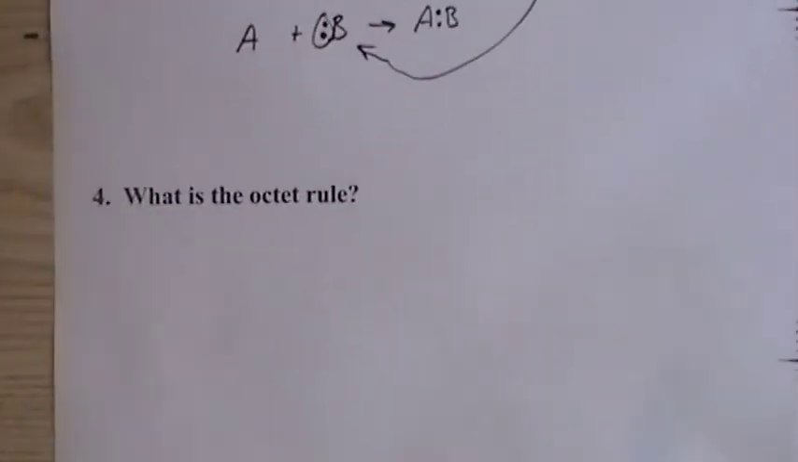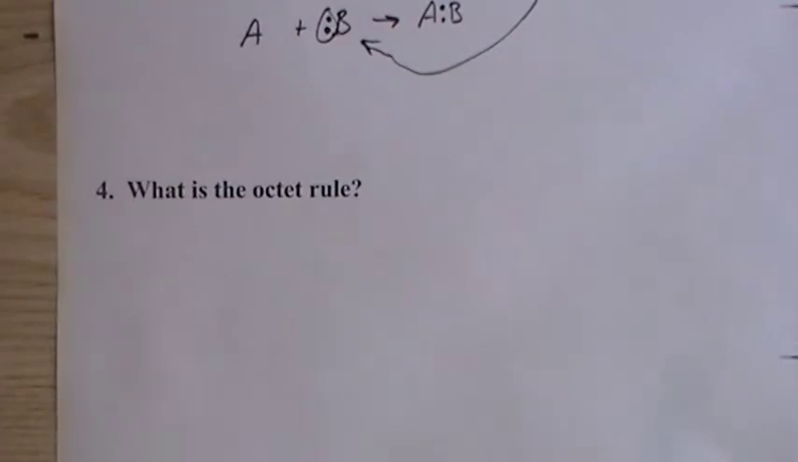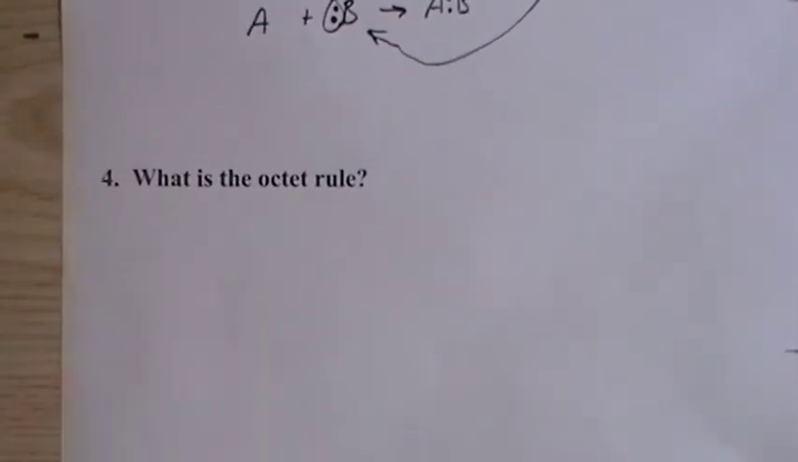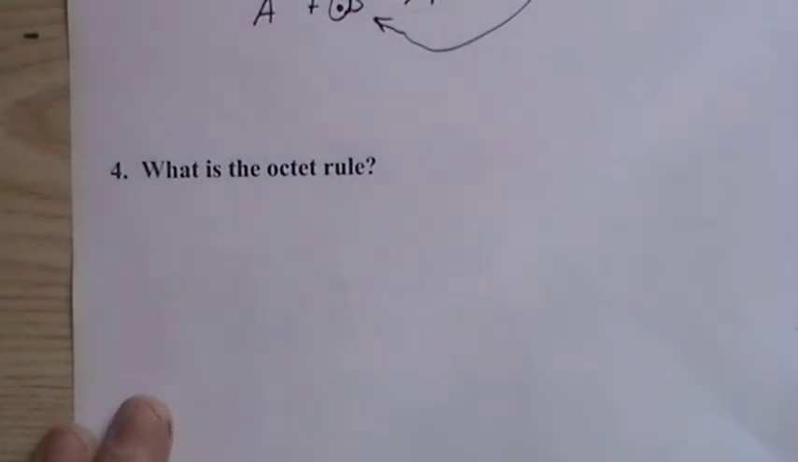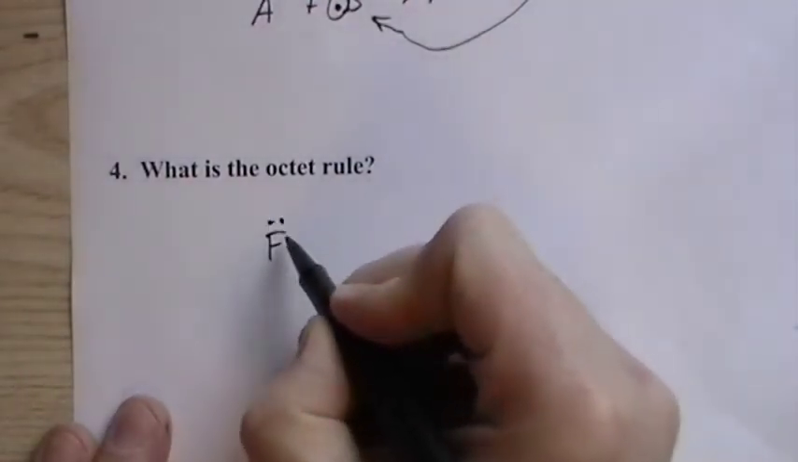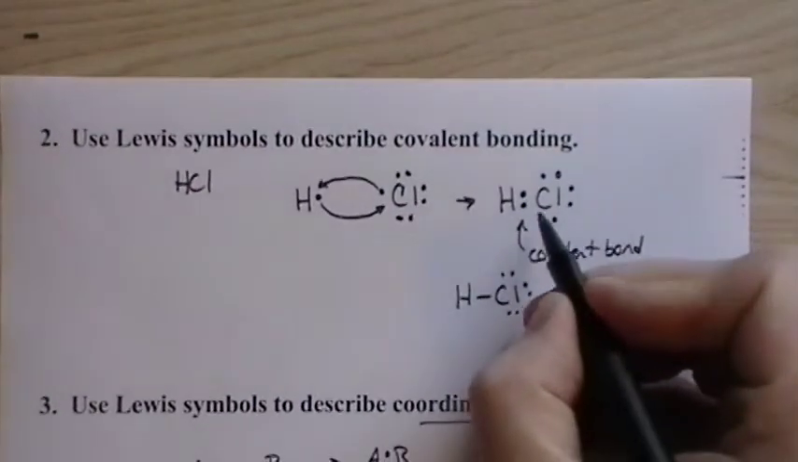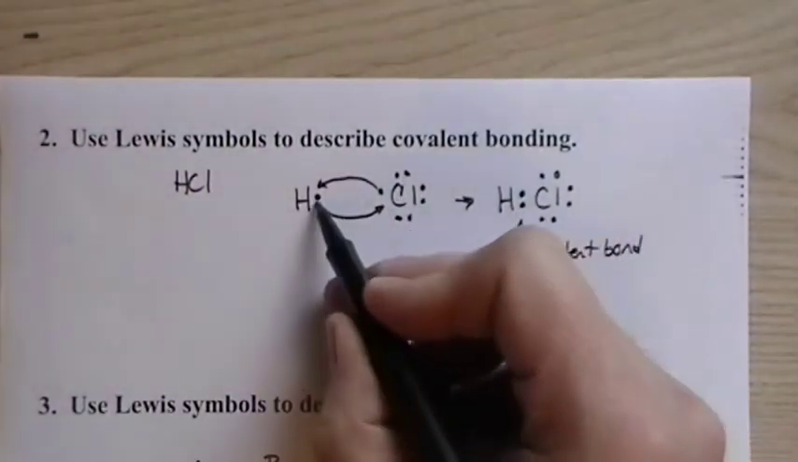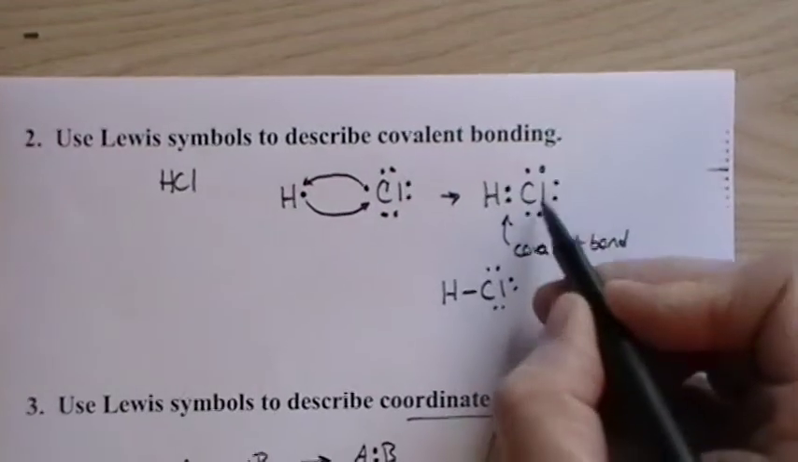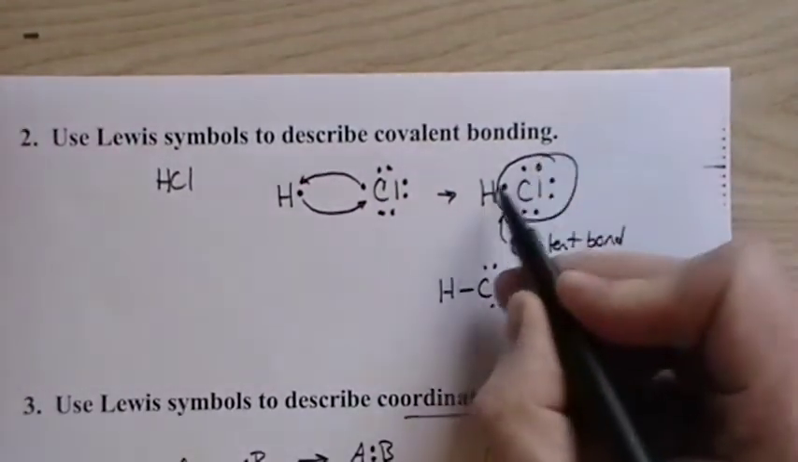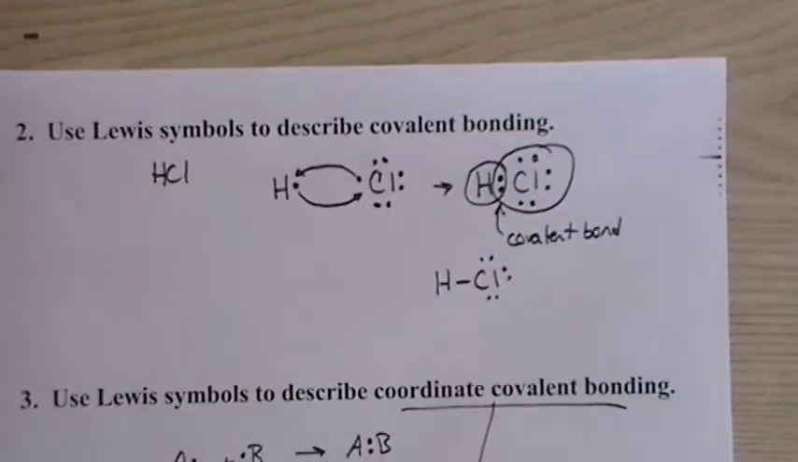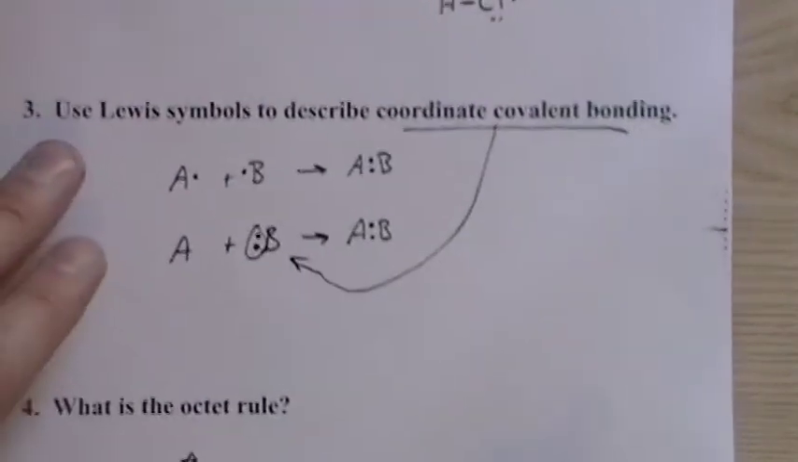The octet rule is what we're going to use to guide us in a lot of the structures we're going to draw. And this is the tendency of atoms and molecules to have 8 electrons in their valence shells. That's what we're always shooting for. Actually, go back up to here. Chlorine has 7 electrons. By adding the other hydrogen here, we get 8 around the chlorine. Now hydrogen is an exception to the octet rule. It's too small to get 8 around it, so it accepts 2.